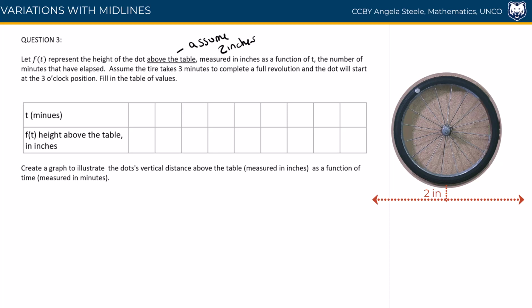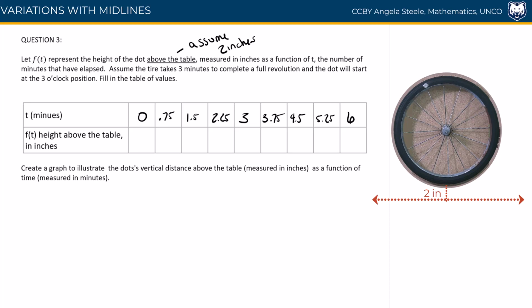All right, and then everything else is going to stay the same, still 3 minutes to complete a revolution and starting from the 3 o'clock position. So let's go ahead and put in our time of minutes. So 0, 0.75, 1.5, 2.25, 3, 3.75, 4.5, 5.25, and of course 6 for the second full revolution.